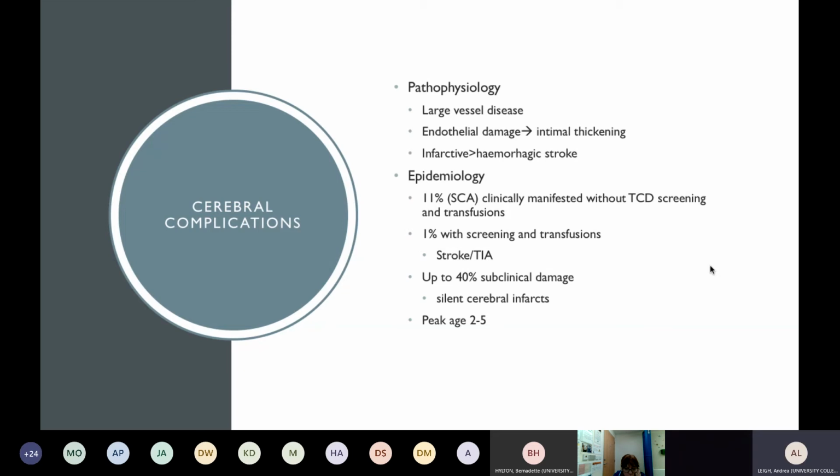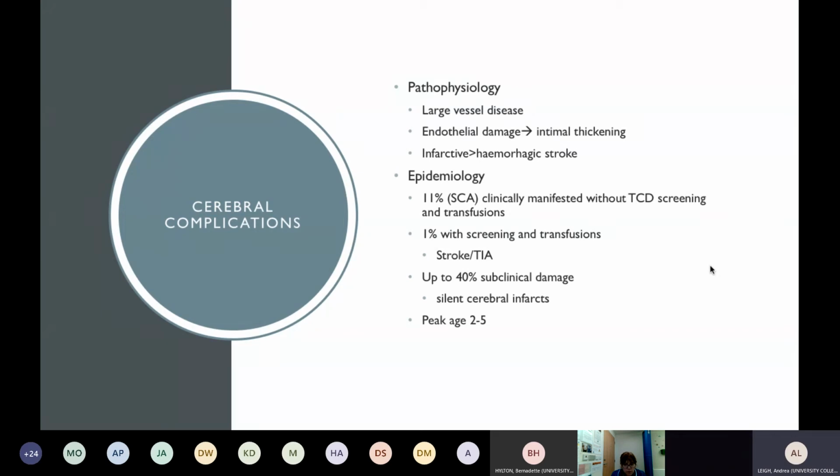We have a normal range, then a conditional range, and then an abnormal range. If the flow is above 200, you've got an increased risk of having a stroke. That risk is around 30 to 40% of having a stroke within the next 3 years after that abnormal result. Now, what we often see is children progressing.